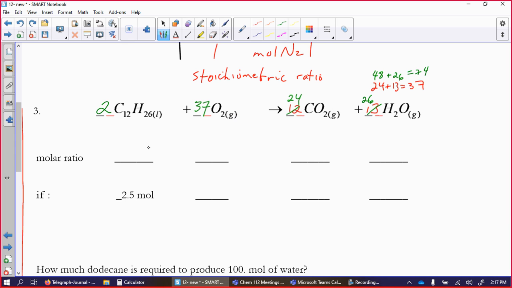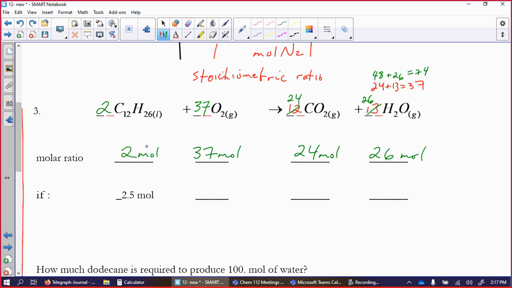So the mole ratio, wow, they're crazy big numbers. 2, 37, 24, 26. Two and a half moles.